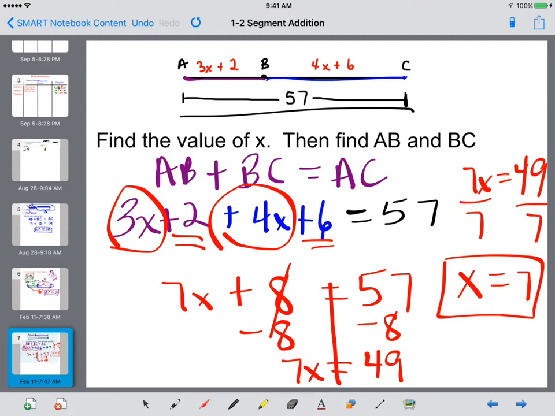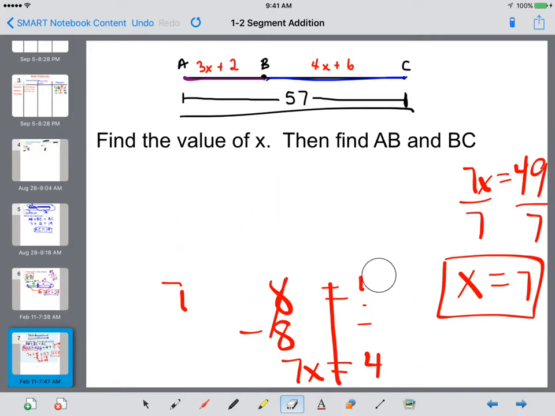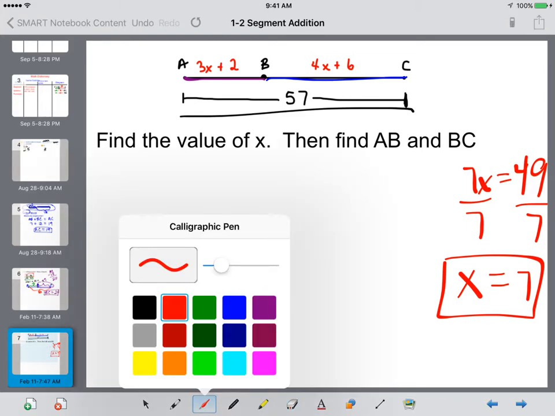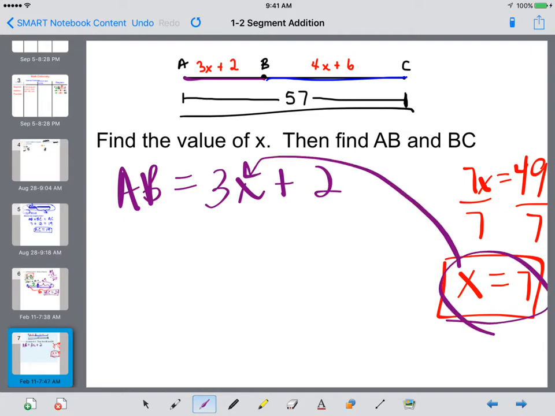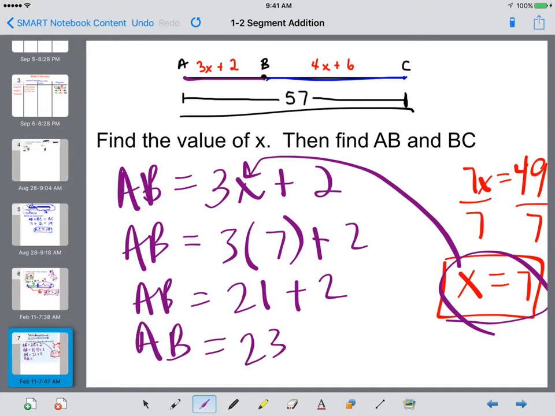Once we find that x equals 7, we can then use that to help us find the length of AB and BC. AB was that 3x plus 2. If I know that x is 7, I'm going to plug it in for the x. So AB is going to be 3 times 7 plus 2. So we get 21 plus 2. AB equals 23.